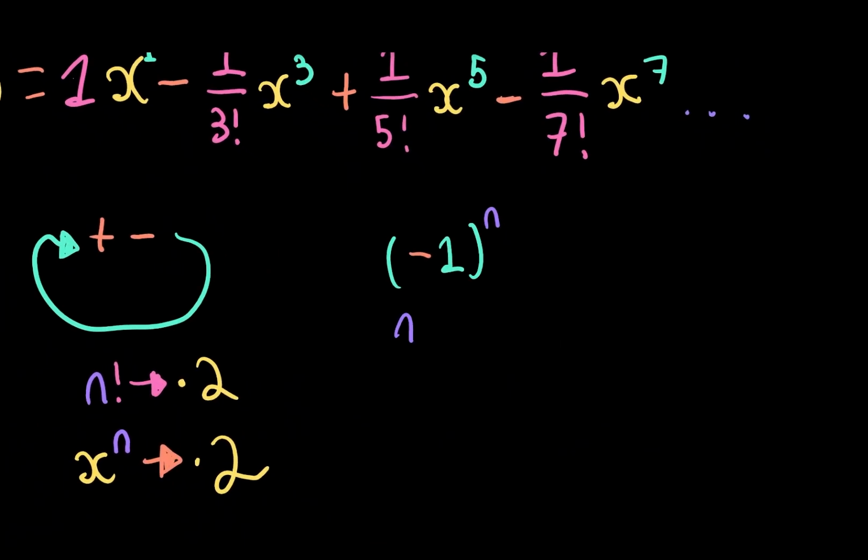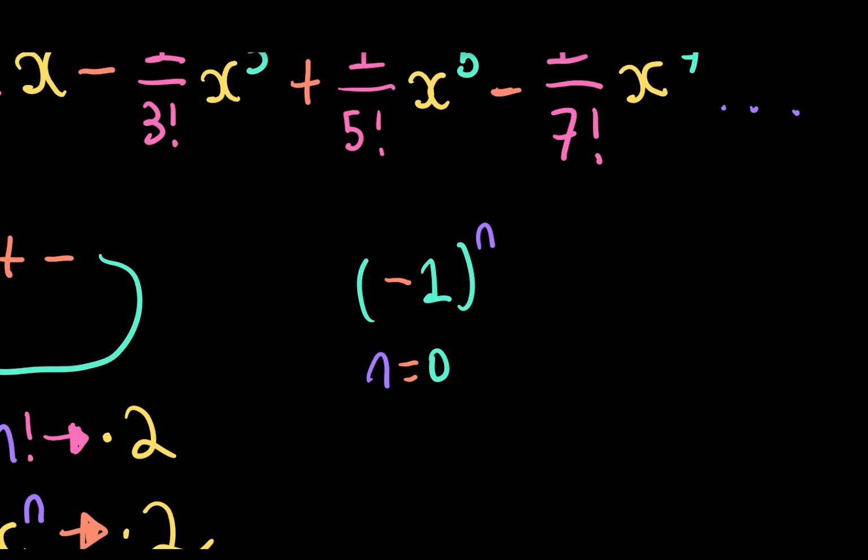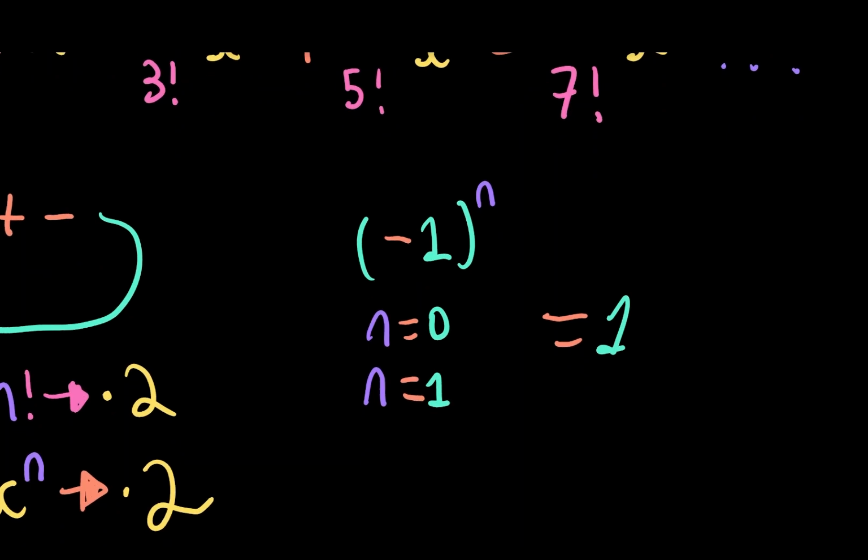So if we set n equal to 0, then negative 1 to the power of 0 is just 1. Okay? So this is equal to 1. And if we set n equal to 1, then negative 1 to the power of 1 is equal to negative 1.